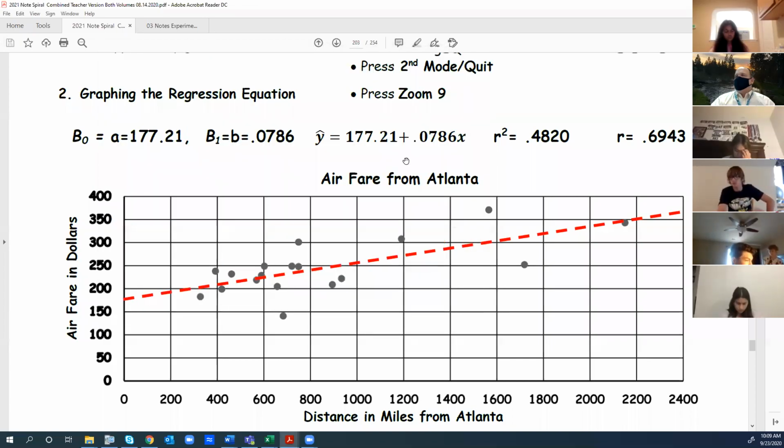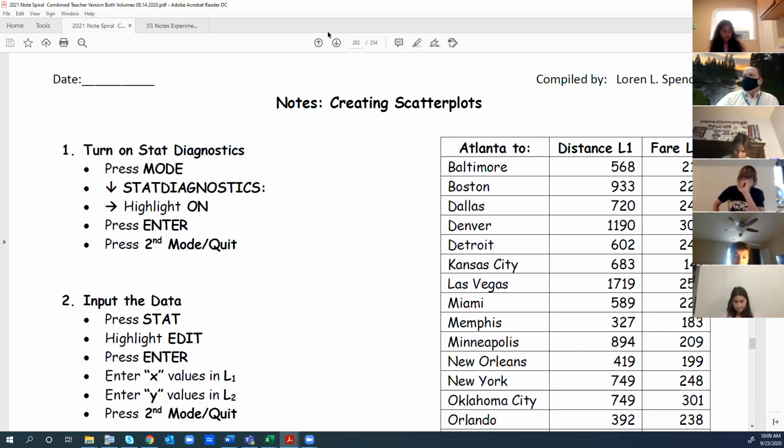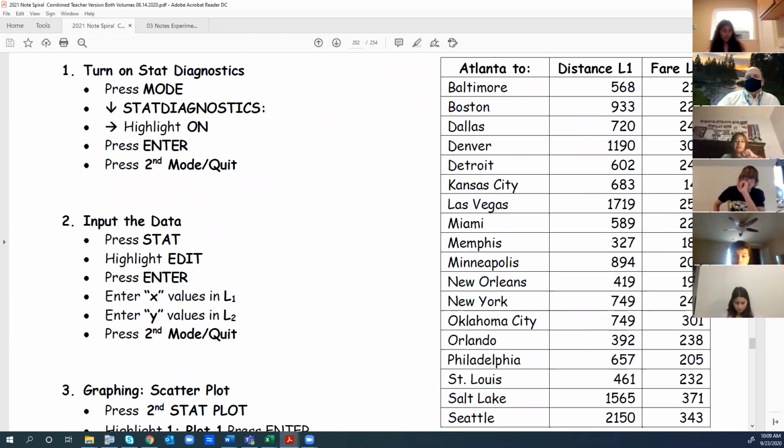All right, this is the last day of notes on linear regression. Basically, we're going to be covering page 212 in the note spiral. If we turn all the way back to 202, we need to make sure that we have all that data from 202 in the calculator. And I'm going to real quickly review the calculator.